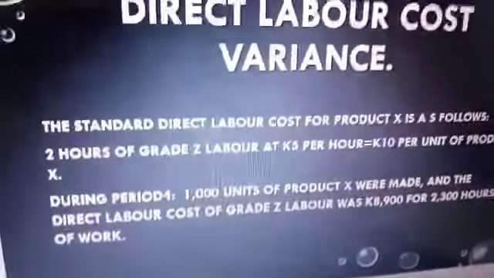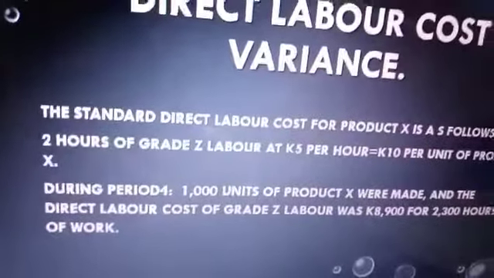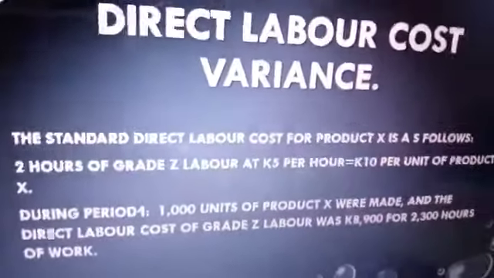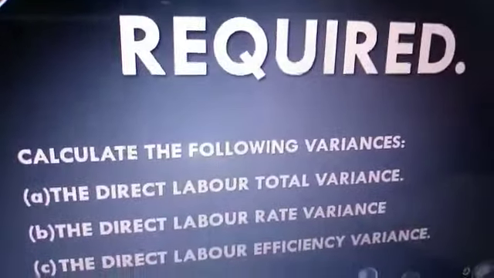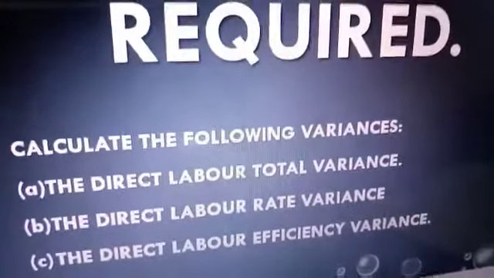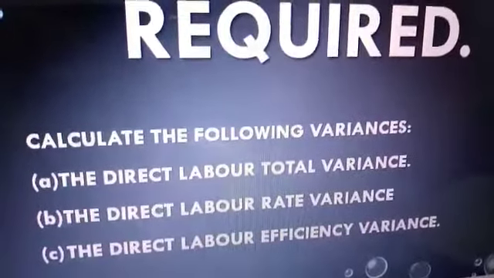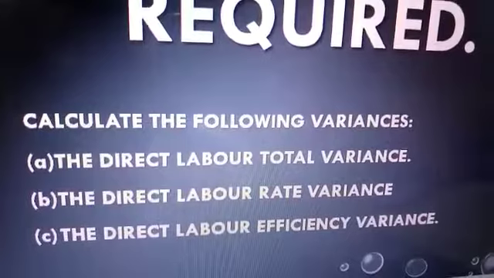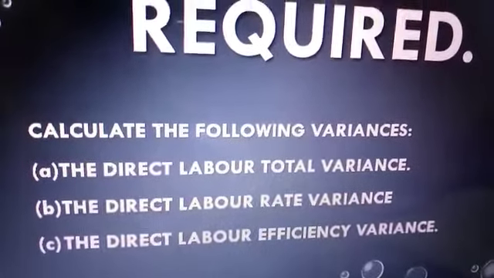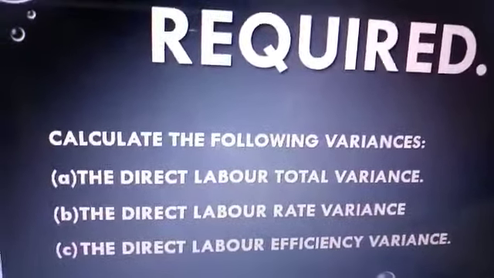Now, in a very similar way, that period 4, all those components are derived from what you actually executed on the ground. Therefore, you are required to calculate the following variances. Number A, the direct labor total variance. Number B, the direct labor rate variance. Number C, the direct labor efficiency variance.